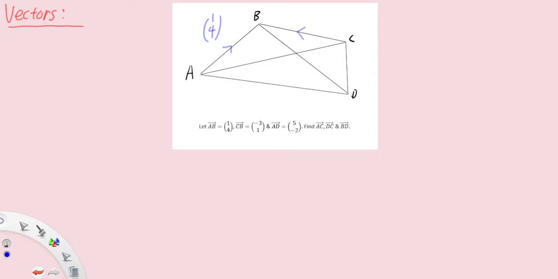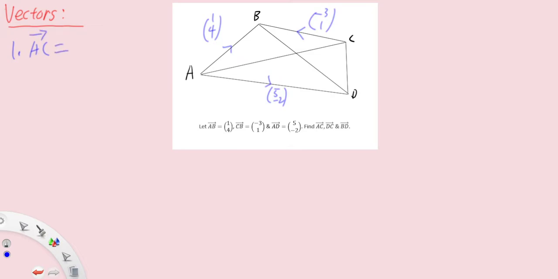Vector CB, be careful, it is C to B, so it should be going leftwards: (-3, 1). And then AD is (5, -2). Find the three vectors AC, DC, and BD. So let's do AC first.